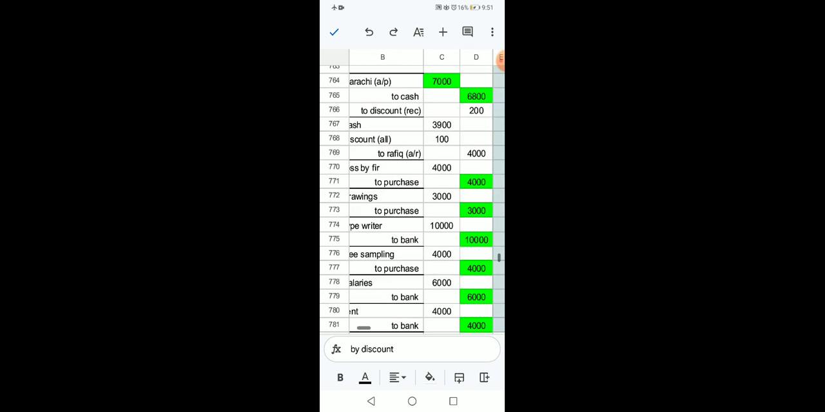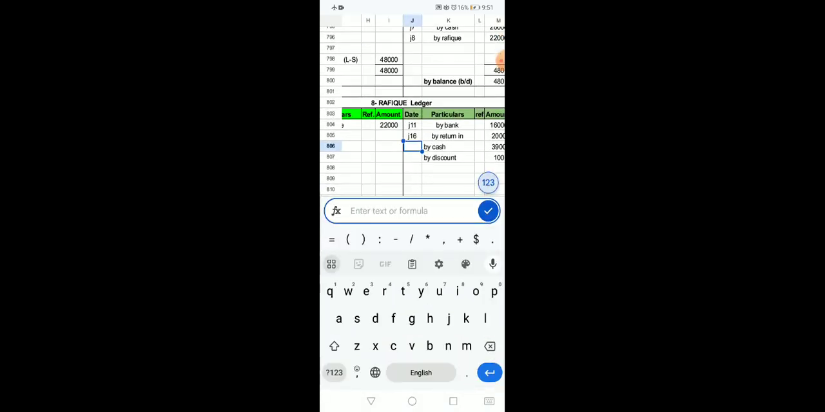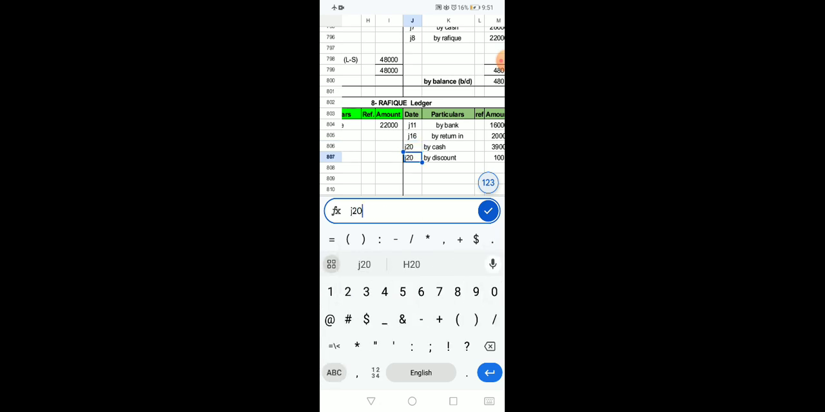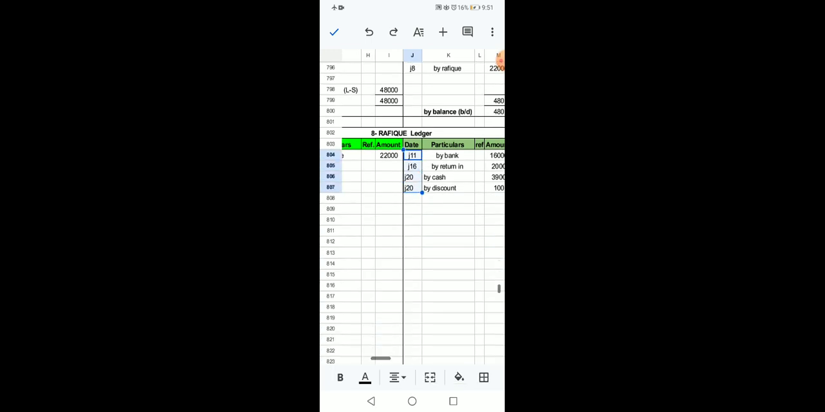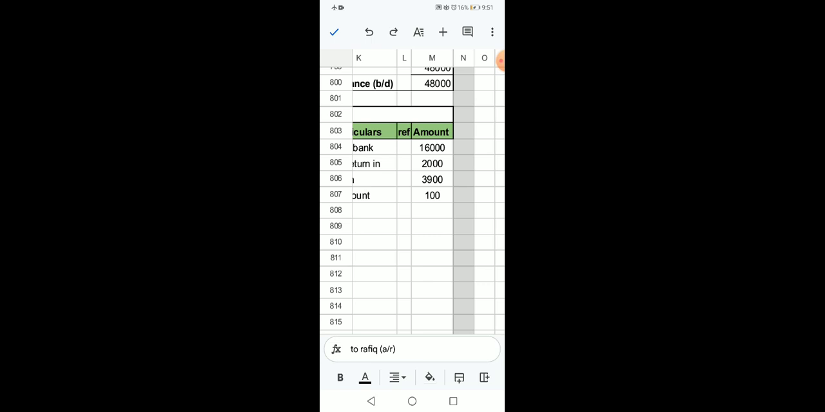Go to the entry. You can see here cash is 3900 and discount is 100. See its date, which is January 20. Put January 20 in front of cash and the same date, January 20, for discount, as both references are used for the same transaction. Actually we are making the ledger of Rafiq, and you can see Rafiq is credited by 4000. So we were supposed to complete 4000. So 3900 plus 100, 4000 is completed.